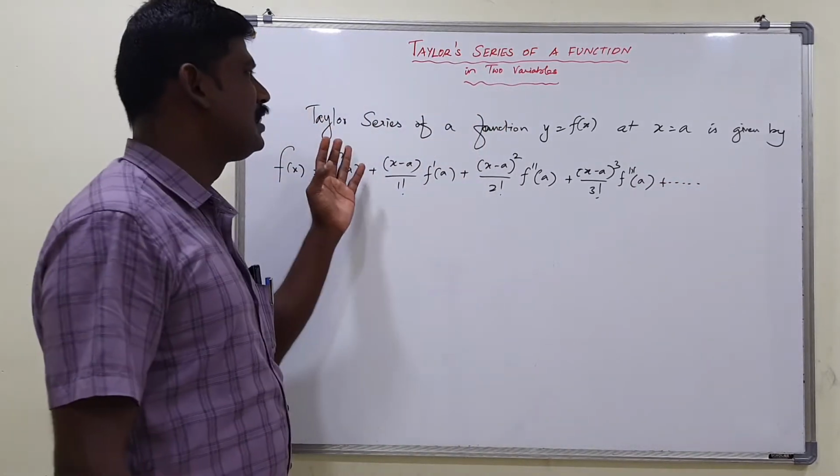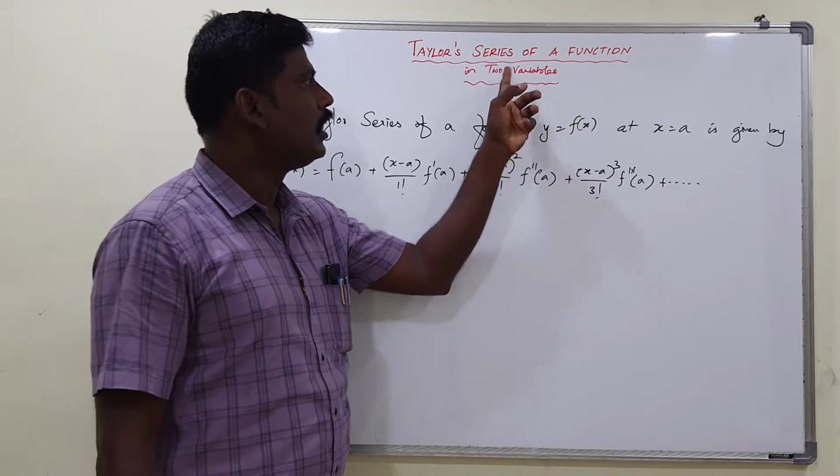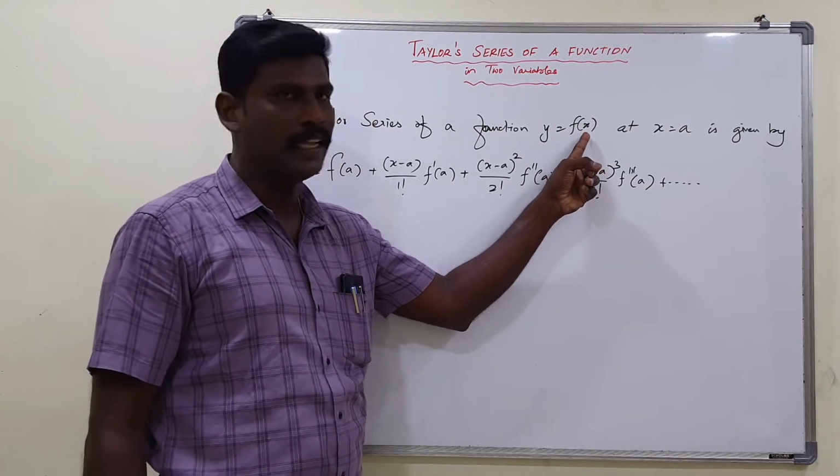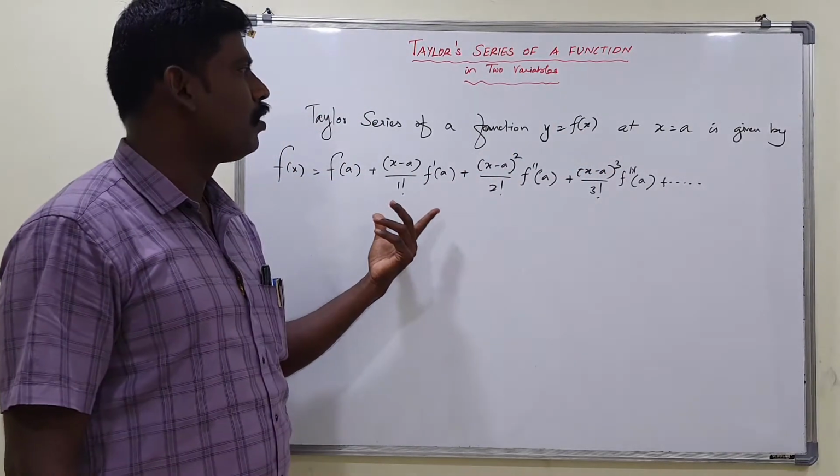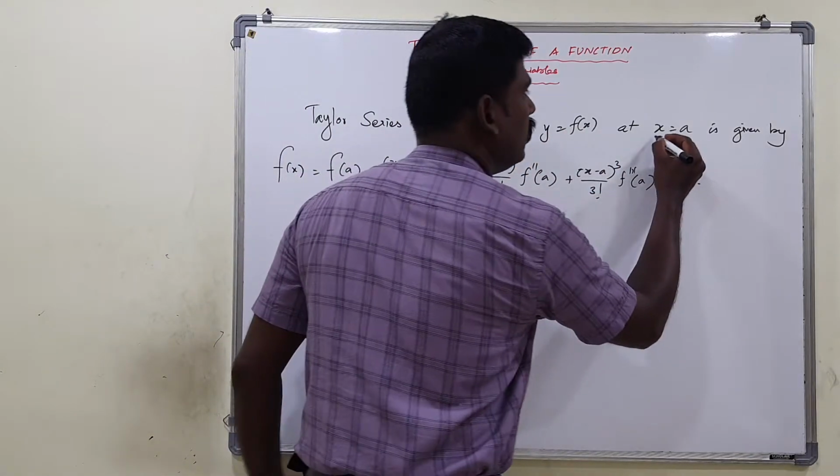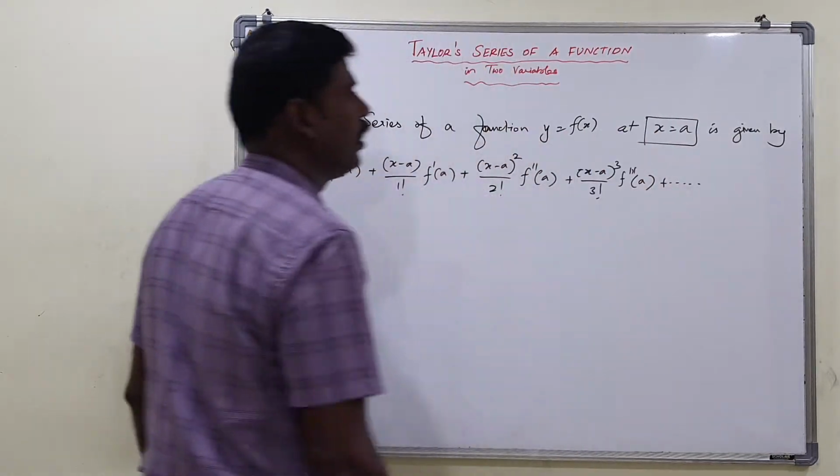Okay, so this is the Taylor series of a function in one variable. Only one variable is on the right hand side. So this is the formula to find the Taylor series of a function at the point x equal to a. Okay, right?